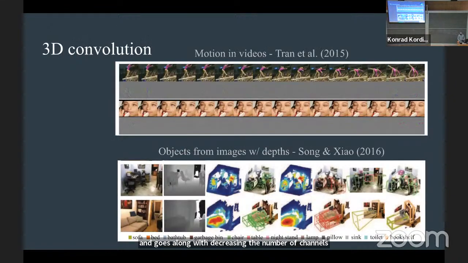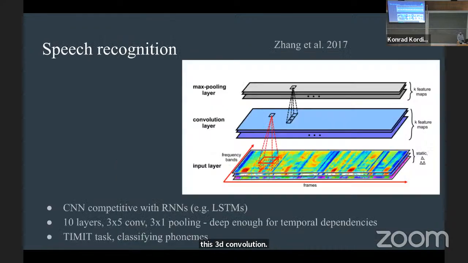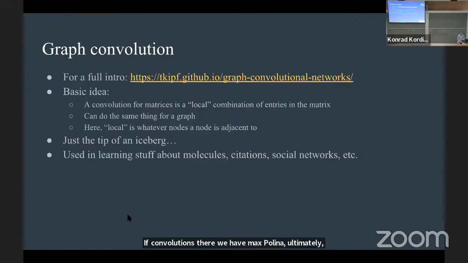There's 3D convolution that is extensively used in lots of areas now for videos. Convolutions are used for speech recognition. And in lots of cases, they're actually competitive with recurrent neural networks. The input layer there is basically frequency by time, the spectrogram. We have convolutions there, we have max pooling there, which ultimately allows good performance on some speech recognition tasks.